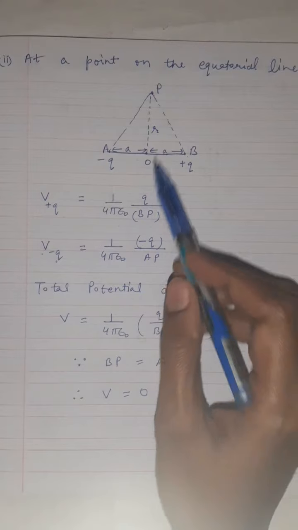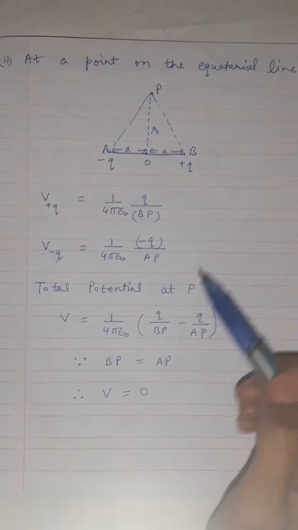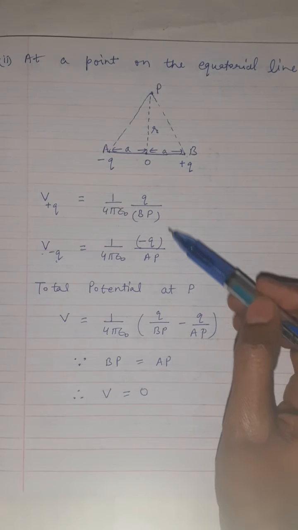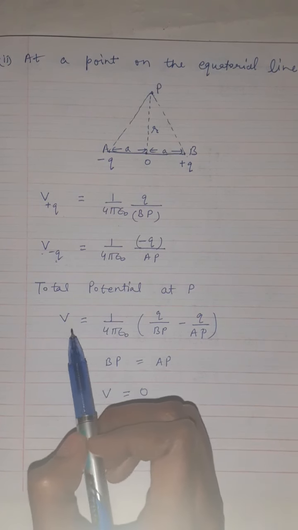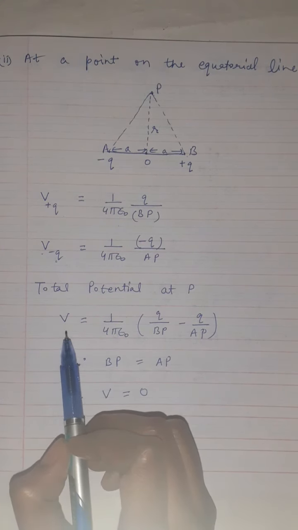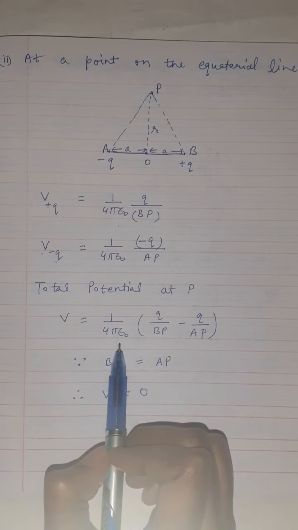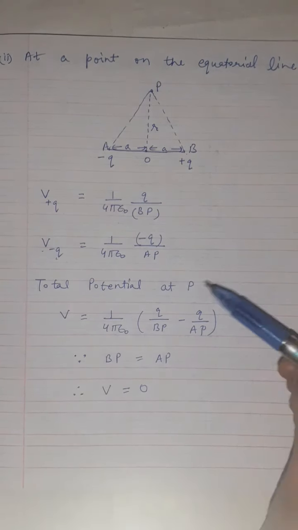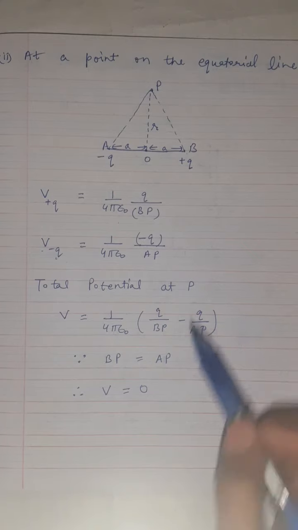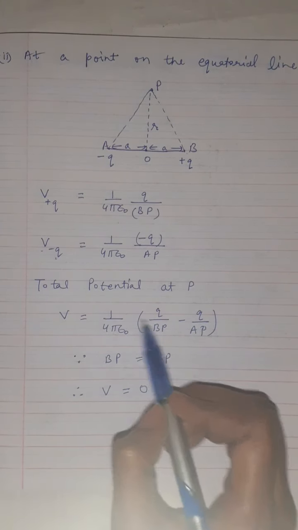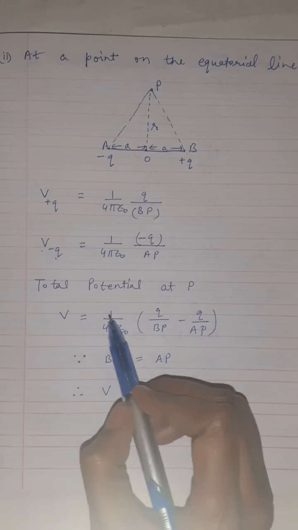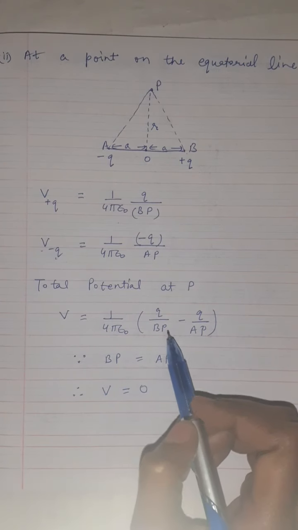So now we will calculate the total potential at P. So we have to just add these two equations to get the total potential. It will be V is equal to 1 upon 4 pi epsilon naught. It is common and charge is also common. So 1 upon BP minus 1 upon AP, if we take the charge also outside the bracket.